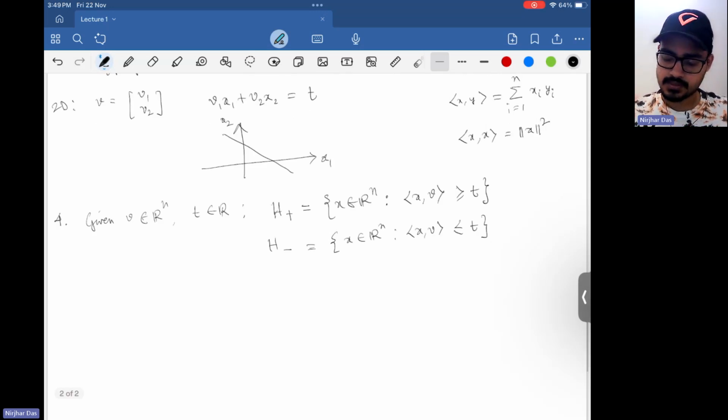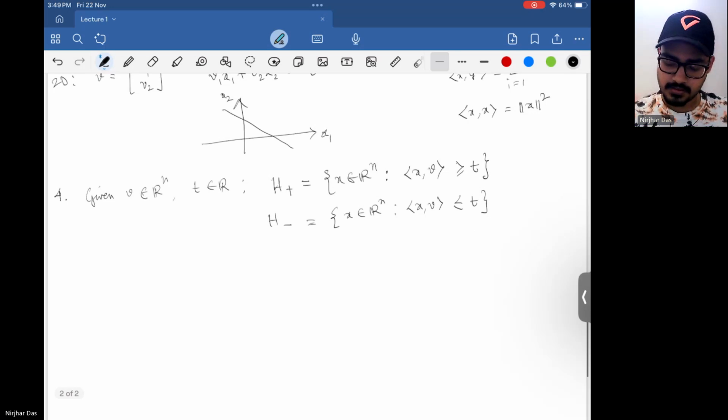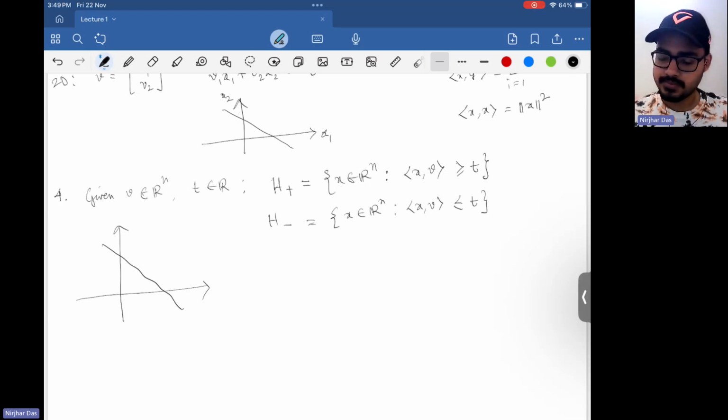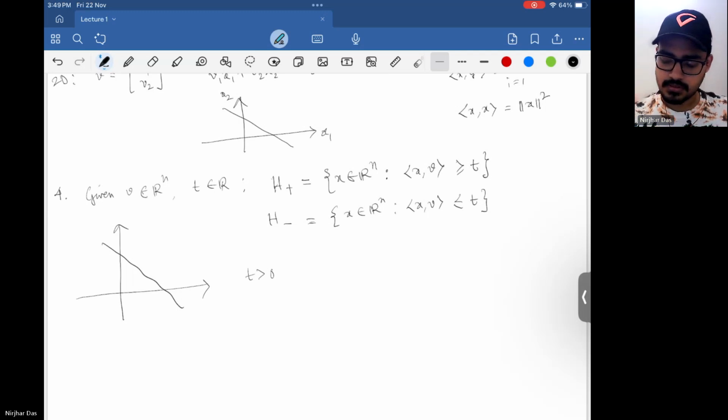So how does this look in 2D? We know that the hyperplane is a line, x inner product phi equals t. If we draw it out in 2D, this is the line. What does it mean for x inner product phi to be greater than or equal to t? Say t is positive, t greater than 0. If you put x equals 0, then 0 inner product phi is 0, which is less than t. So 0 lies in the H minus space.